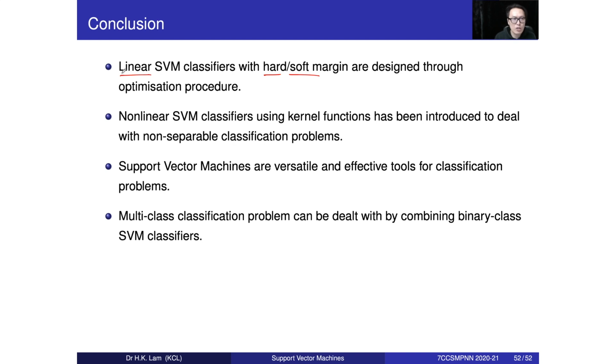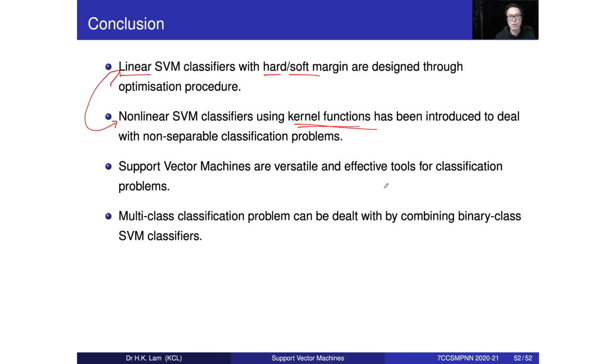In order to turn the linear SVM into a nonlinear one, we can use the kernel function. The kernel function maps the feature space from the original feature space to a high dimensional feature space. In the high dimensional feature space, it is possible that the data set will be linearly separable, so we turn the non-separable classification problem into a linearly separable case.